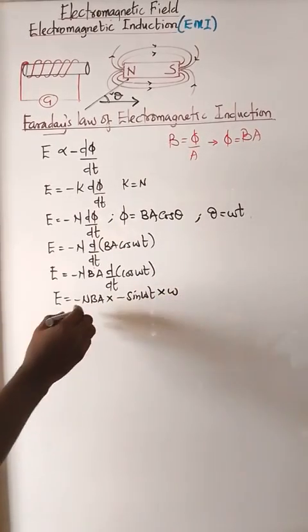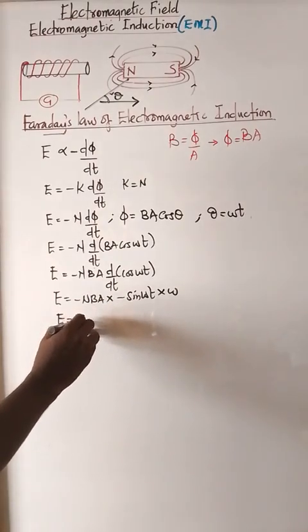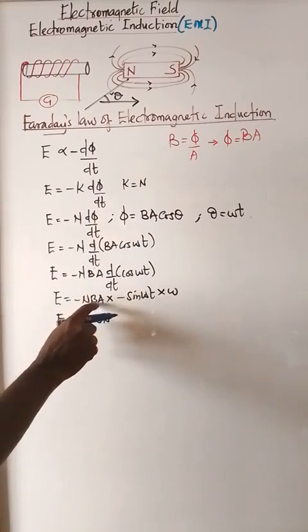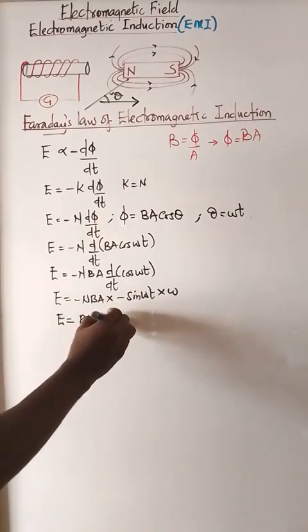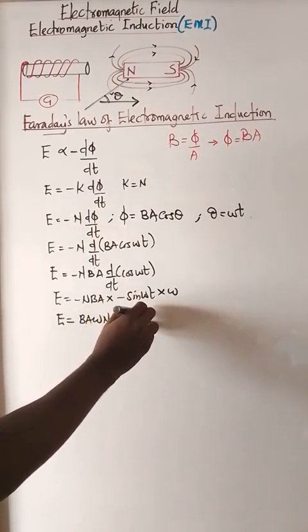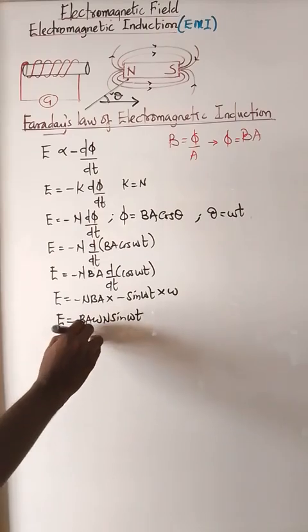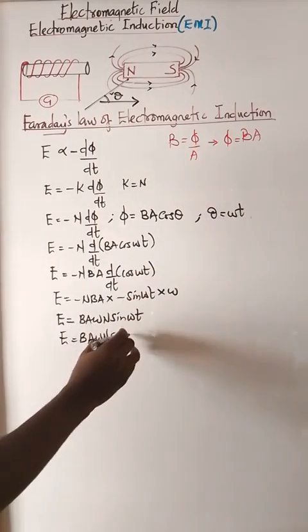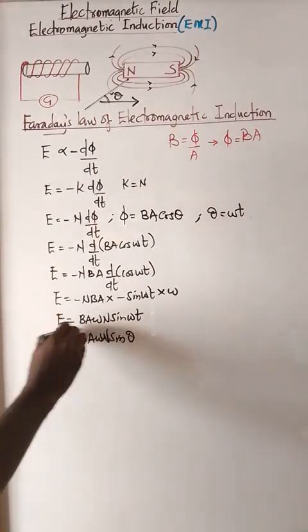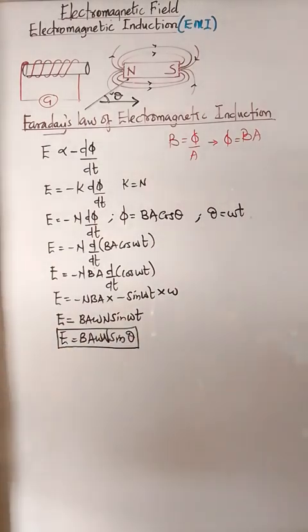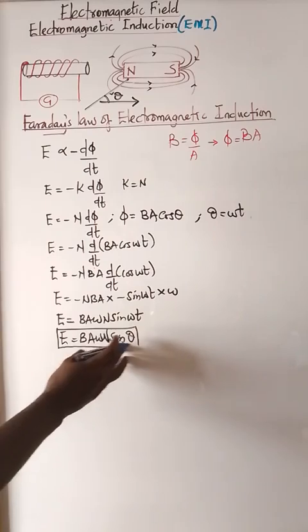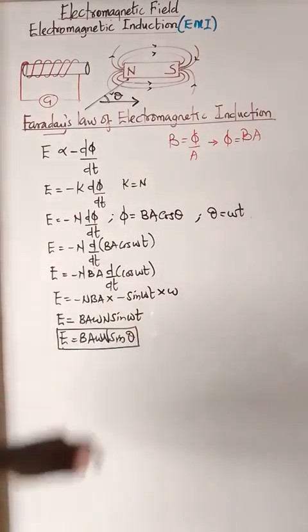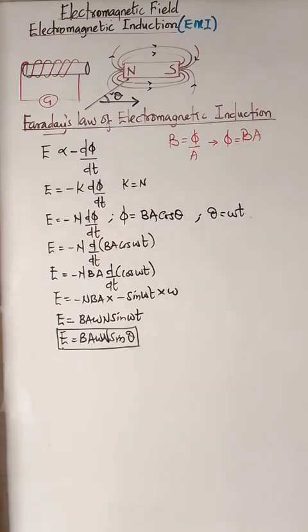So I can rearrange this as B, A, and write the omega, this product of N, B, A, and omega. Then we have sine omega t. In short, we can say our E equals BA omega N sine omega t, that is, sine theta. So this is the induced EMF, in terms of the magnetic flux density, the area, the angular speed, the number of turns, then sine theta.